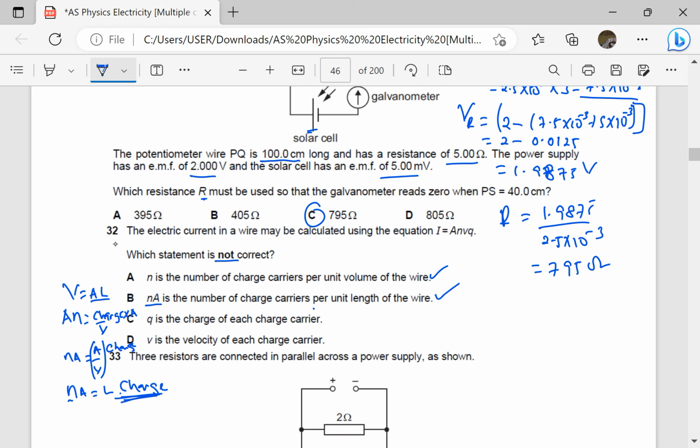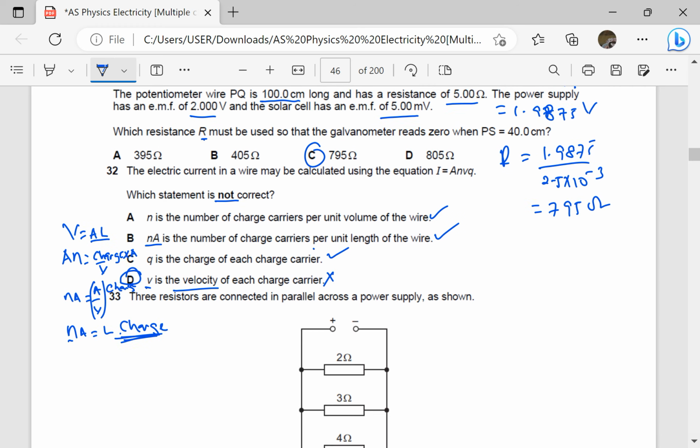Q is the charge of each charge carrier. I think this is also correct. V is the velocity. Why did I waste time? V is not the velocity. It is actually the drift velocity, the average drift velocity. So this one, D, is not correct. It is not just velocity. It is the average drift velocity.